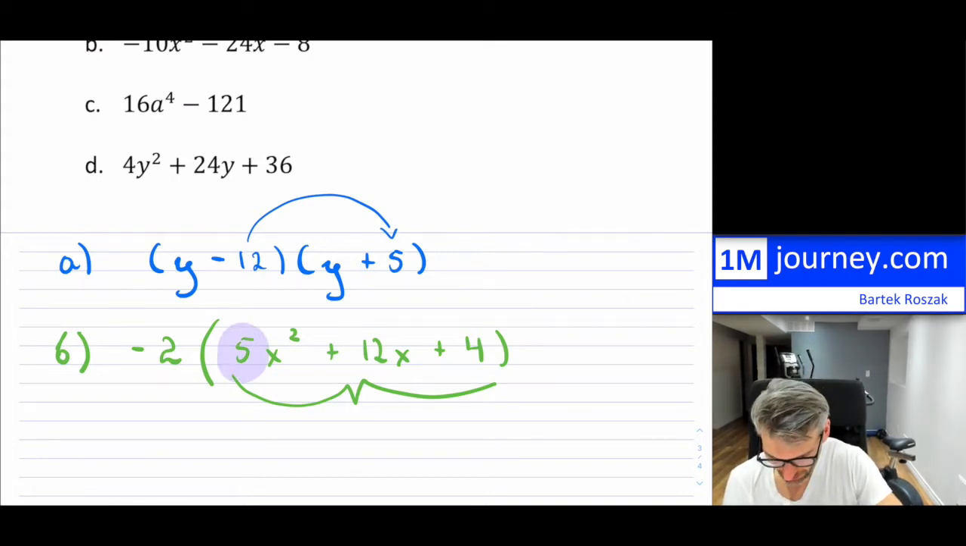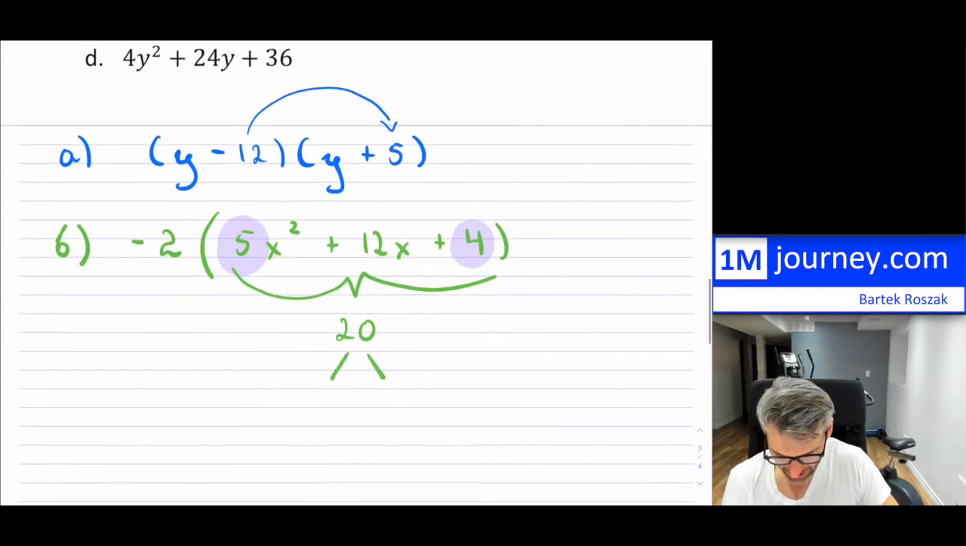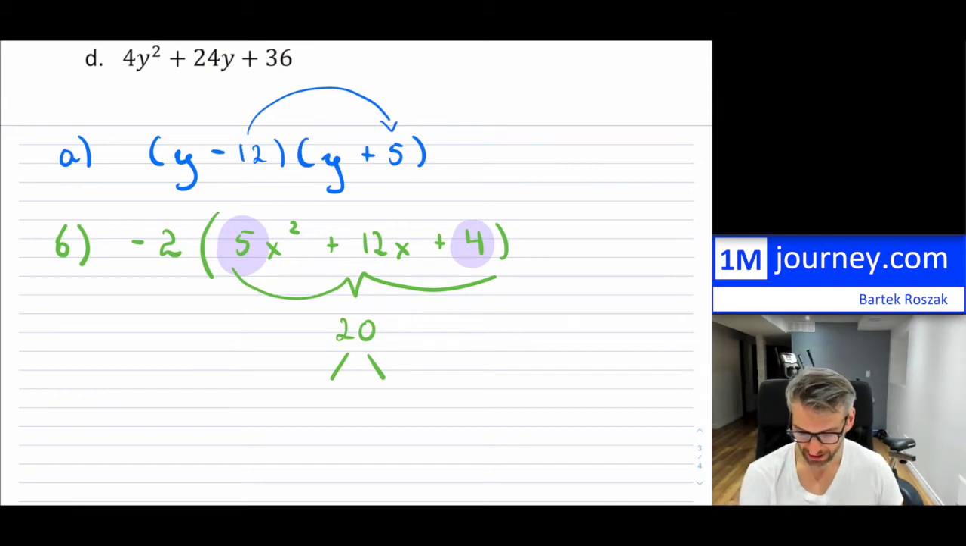So 5 times 4, well, that's 20. So that's going to be 20. And now, what are the two numbers multiplied together that are going to give me 20? And then which ones would that be, right?